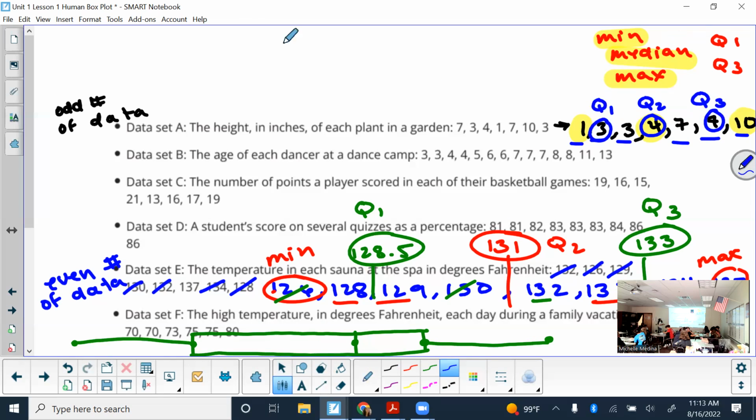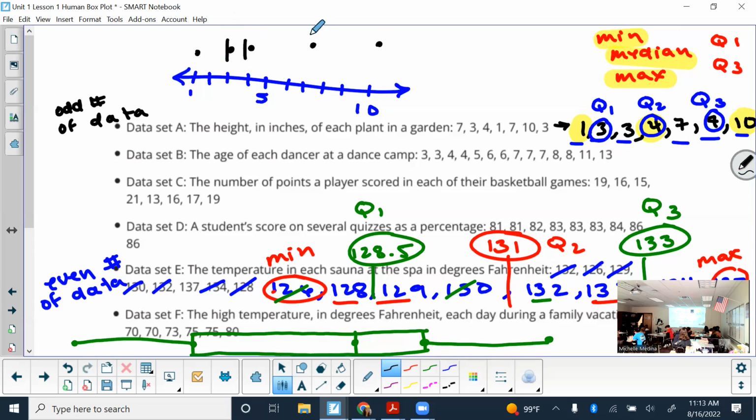When I make my number line, since my data goes from 1 to 10, it's probably best to count by 1. 1, 2, 3, 4, 5, 6, 7, 8, 9, 10. That way it doesn't look so busy. Have a dot over 1, dot over 3, dot over 4, dot over 7, and dot over 10. All right, line, line, line. Pretend that goes through the dot. And then connect the box. All right, easy. Now that we're synced up.